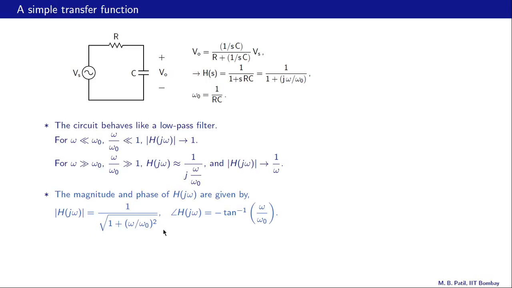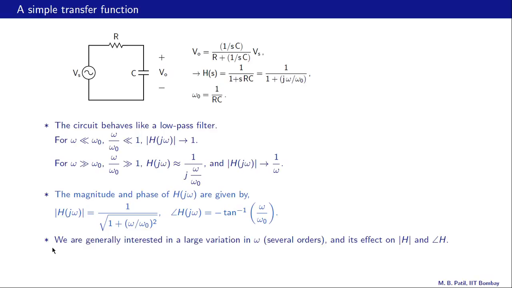So that is what we get for the magnitude. What about the phase? The phase of H of j omega is the phase of the numerator, in this case 0 degrees, minus the phase of the denominator, in this case tan inverse omega by omega 0. So the net result is the phase or angle of H of j omega is minus tan inverse omega by omega 0.